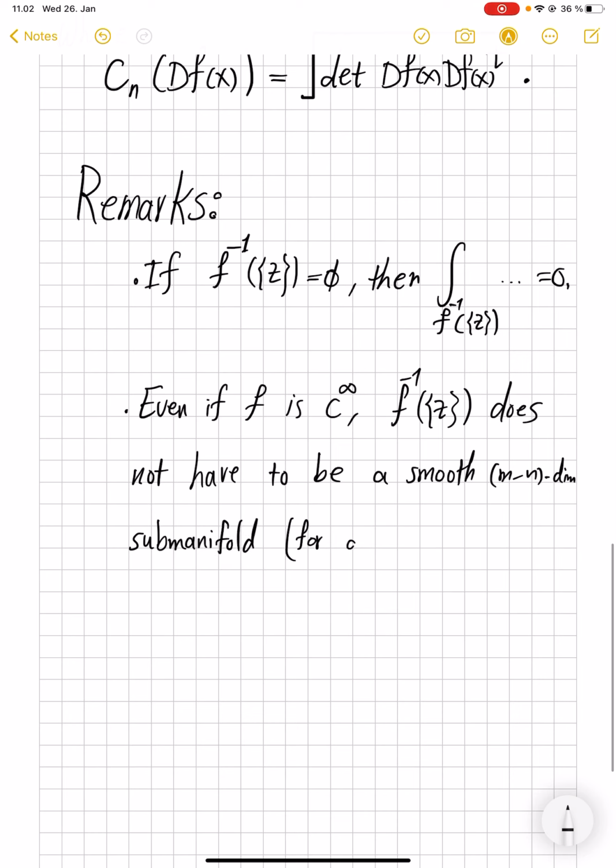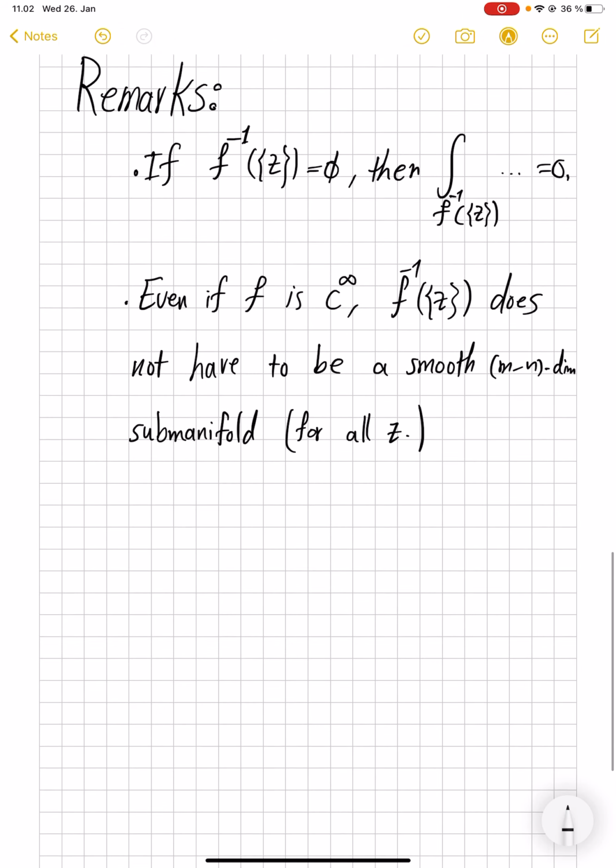for all z. One obvious example is again the constant function f, which is definitely C infinity. You see that for almost all z, the level set is actually empty, which is a good case, by the way. But for one particular value of z, the preimage is all of Rm, so it's definitely not m minus n dimensional. But you can play around with this constant function. You can have two huge pieces of your Rm, two open subsets, where your function is constant, and then there is some smooth way of connecting them. So you can create a lot of crazy functions.